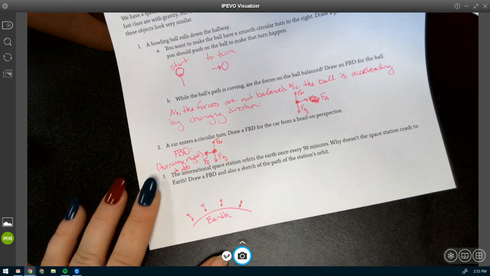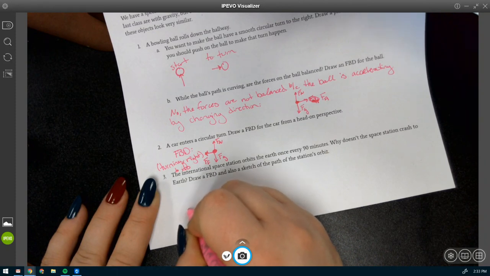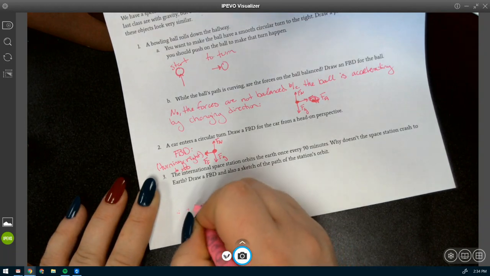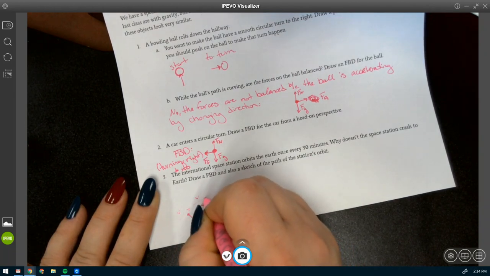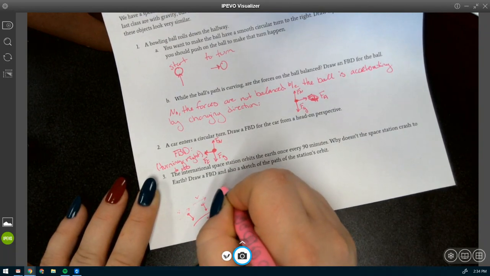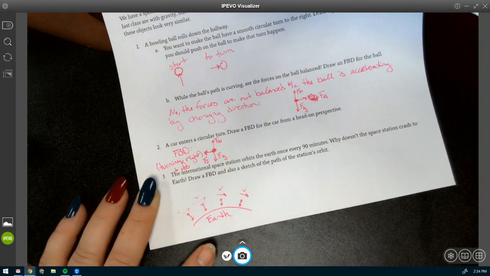But what's changing is the direction of its velocity. Because here, its velocity is kind of that way. And then here, it's kind of that way. And then here, it's kind of that way. And here, that way. And so because your velocity is perpendicular to your radius, it's your tangential velocity.